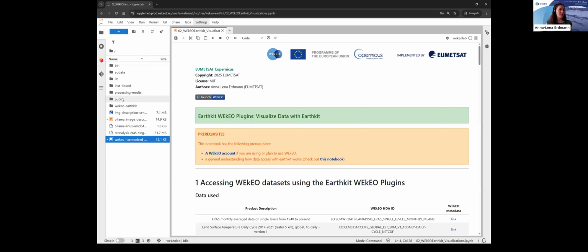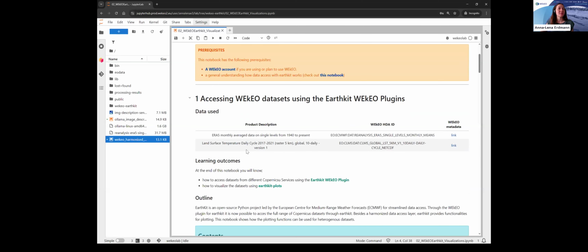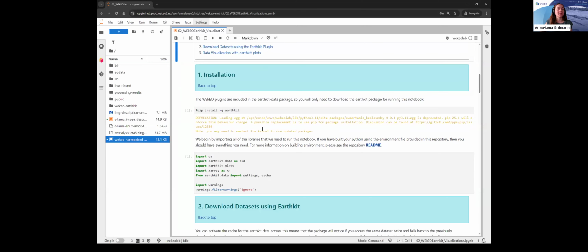And here in this public folder, you will find many, many example notebooks. I am showing the notebook on how to visualize data with Earthkit, a slightly adapted version because we don't have too much time today. So we'll look at the land surface temperature data set from the Copernicus land monitoring service. And I will now quickly show you how to access the data set and how to plot it using Earthkit.